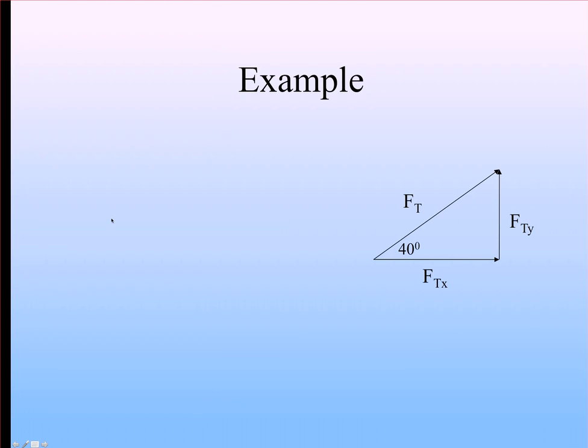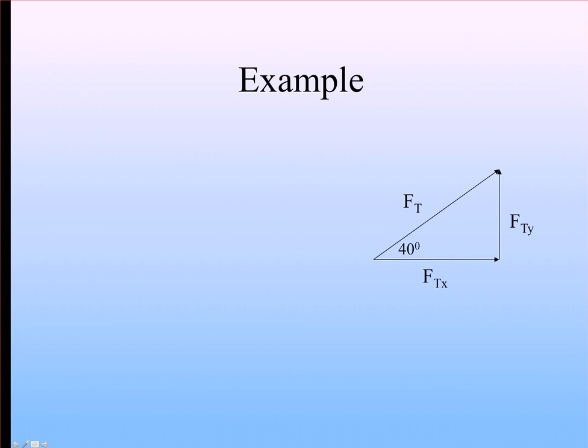Alright, so since we know that Fty equals 24.5 newtons, we can use that information as well as this angle to find Ft. Thinking back here, what we have is the opposite side relative to this known 40-degree angle in a right angle triangle. And we need Ft. So we have the opposite, we need the hypotenuse.